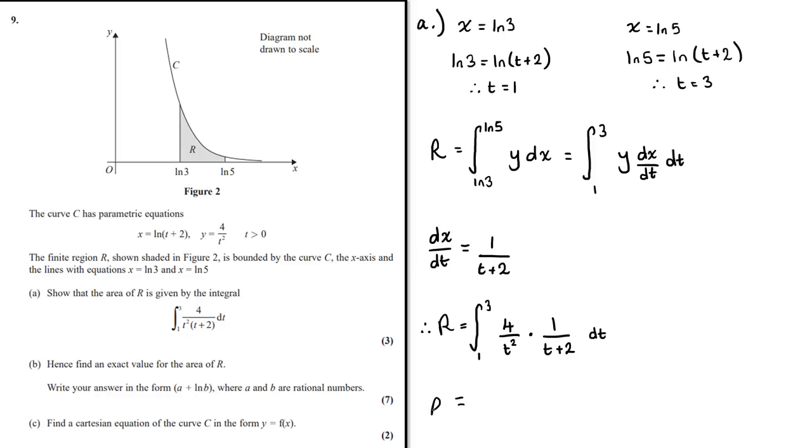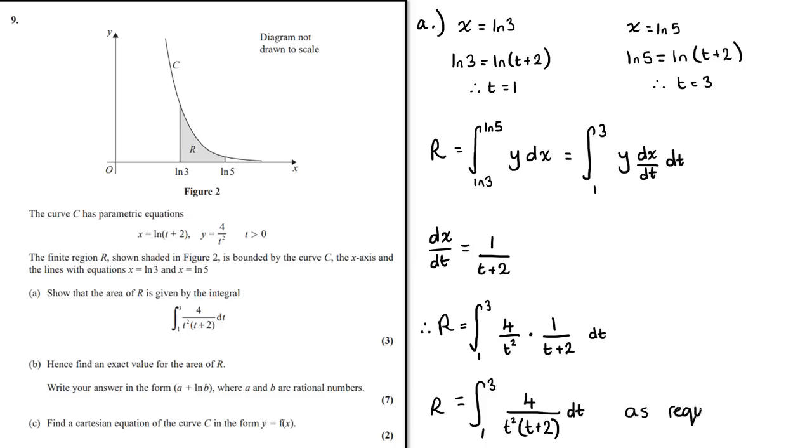So we get R is equal to the integral from 1 to 3. And in this case, we're just going to get 4 as our numerator, 4 times 1, giving us 4. And then our denominator, we get t squared times t plus 2. And that's all with respect to t. And that is as required.